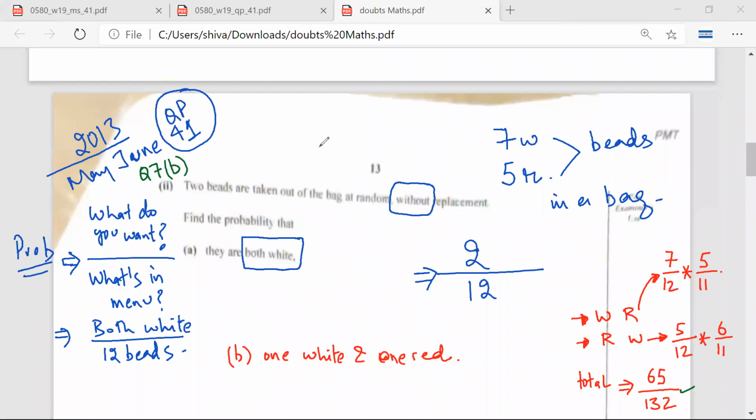Okay. So Mr. Rudra, 2013 May June QP41, question number 7B. Now in this question, this is the second part that we are doing.